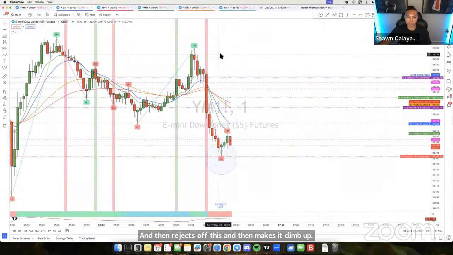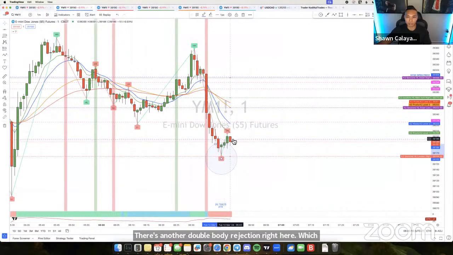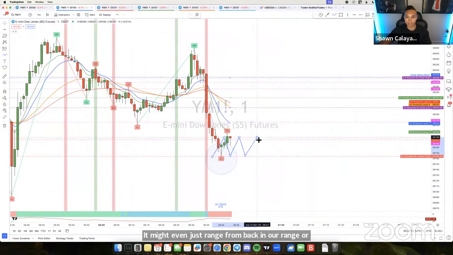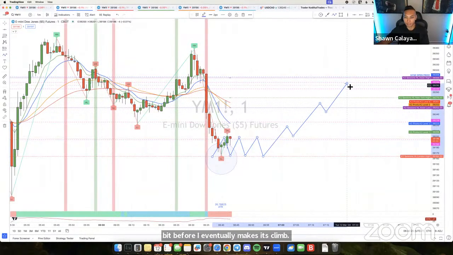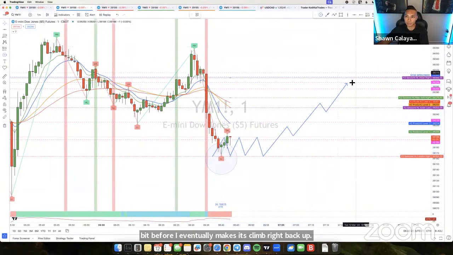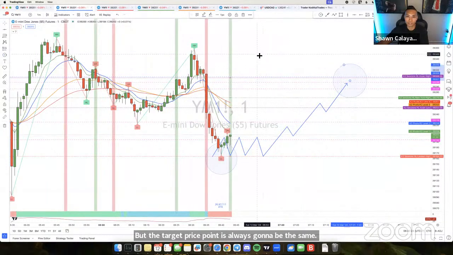There's another double body rejection right here, which is fine. But I'm hoping we get the double body rejection, then it comes back down. It might even just range down here, or consolidate around this area, before eventually it makes its climb right back up. But the target price point is always going to be the same. It's going to be the opening price up here. That's kind of what I'm waiting for.